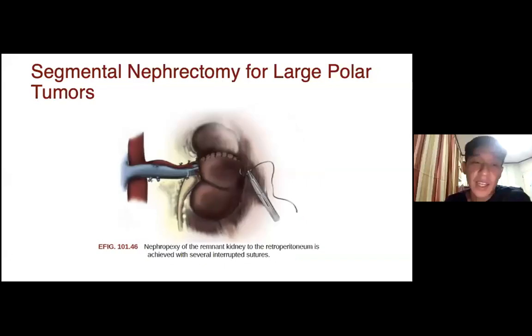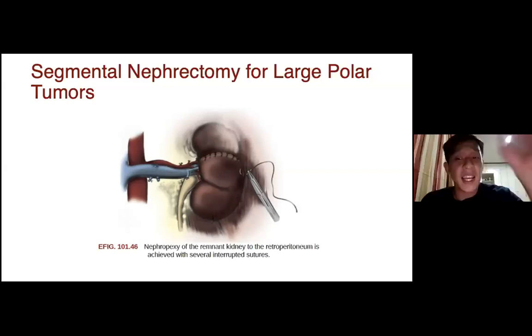So again, this should be a pledget as described in the previous slide. Because the defect is large, we usually need a larger needle for polar nephrectomies. The kidney may be mobile and it may cause occlusion. This may be fixed to the psoas muscle and quadratus lumborum.